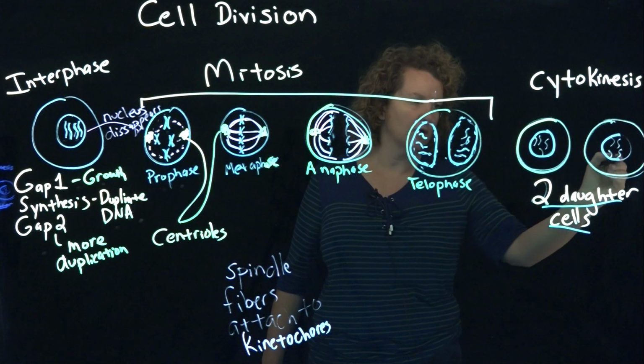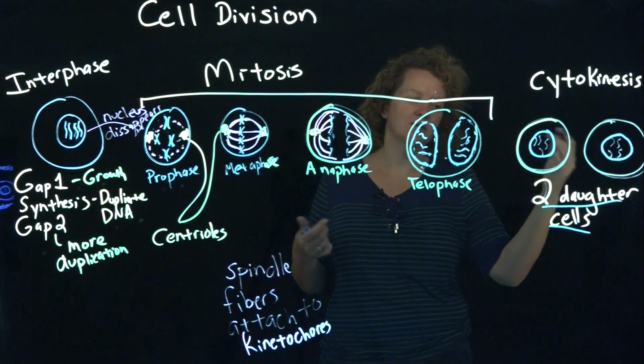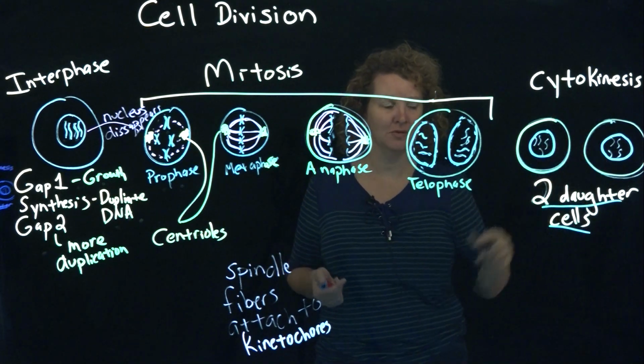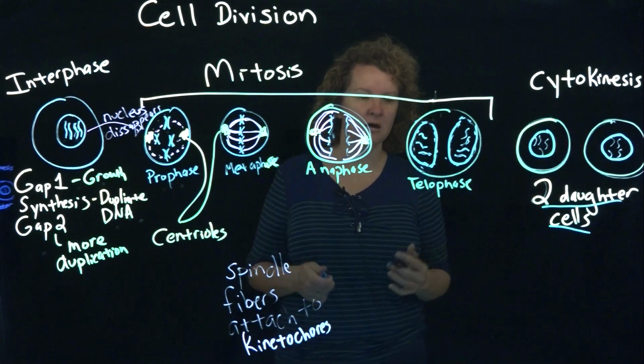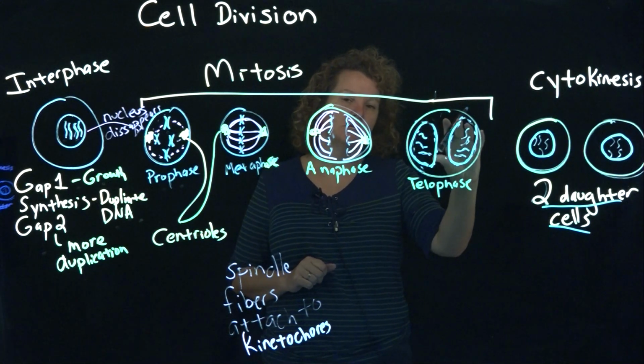I'm not drawing all the organelles, but you assume there's a fairly equal, kind of random split of organelles. If one half of the cell didn't get its mitochondria, it would probably be in trouble and wouldn't survive. But the hope is that there's enough of each type of organelle, they each get some to get started. So telophase is that reforming of the pieces that are going to be a new cell.